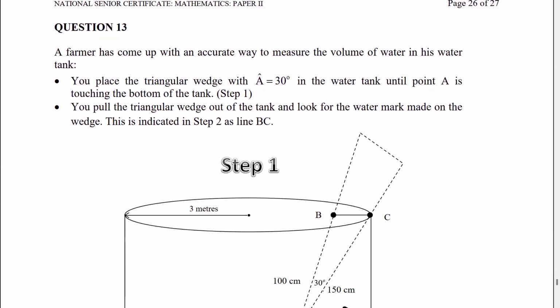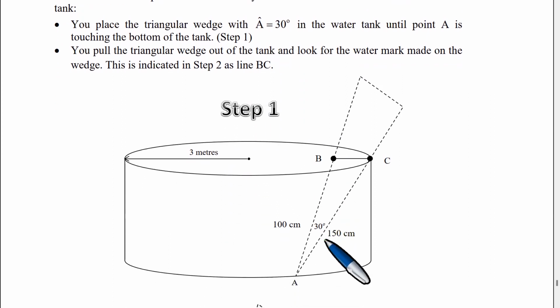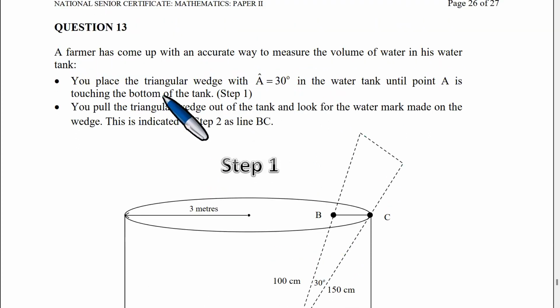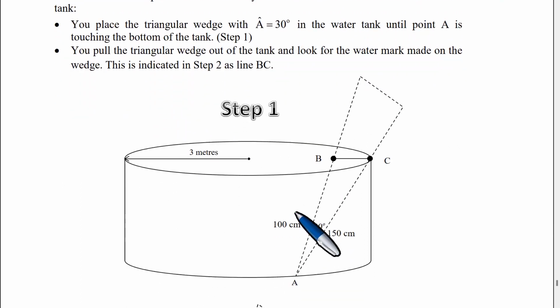Okay, here's question 13. A farmer has come up with an accurate way to measure the volume of water in his water tank. You place the triangular wedge with an angle A equals 30 degrees in the water tank until point A is touching the bottom of the tank.